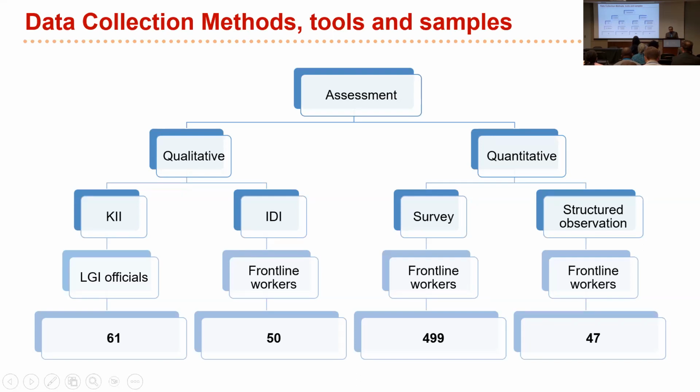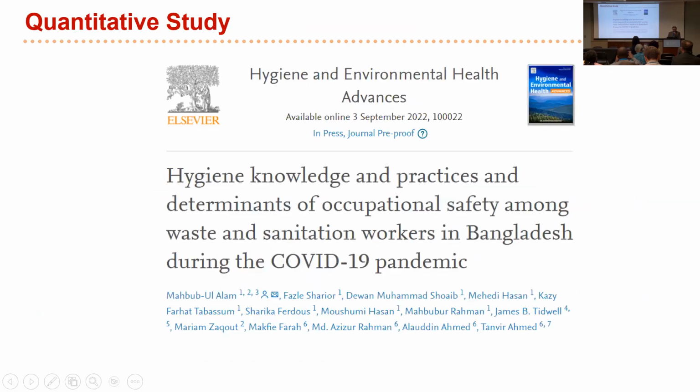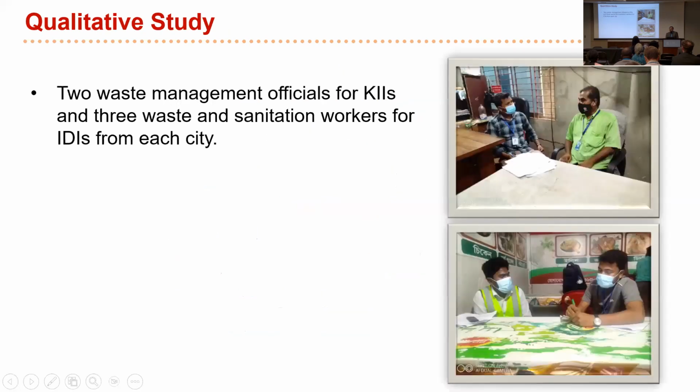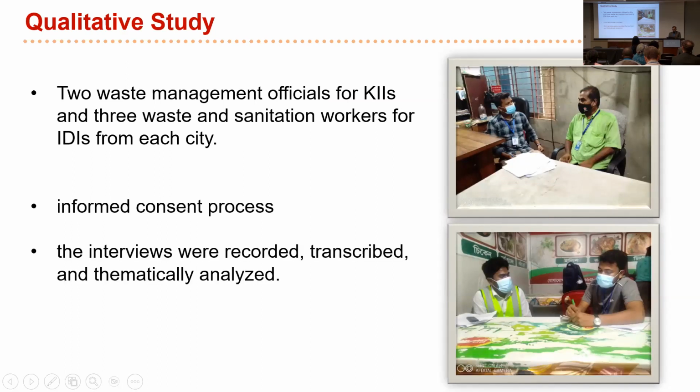And the qualitative part was based on key informant interviews and in-depth interviews of the LGA officials and frontline workers. We recently published the quantitative part of the study, where we looked at how these different factors, their knowledge, attitude, and practice, their working environment, their socioeconomic condition, and their vulnerabilities, affect their safety and occupational health at the workplaces. But what I'm going to talk about today is the qualitative study, which is based on KIIs and IDIs. So we took informed consent, and it's based on interviews, so they're recorded, transcribed, and analyzed.